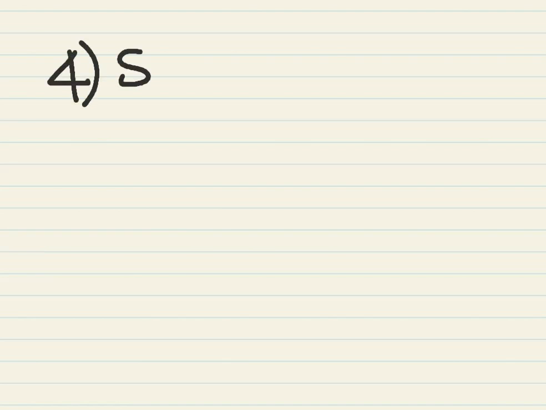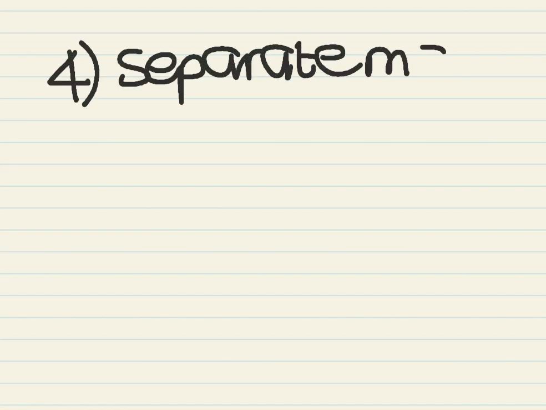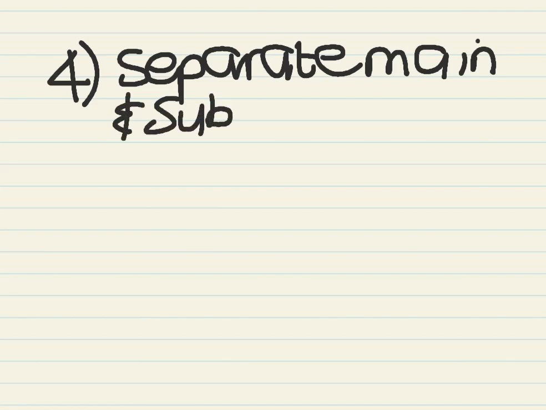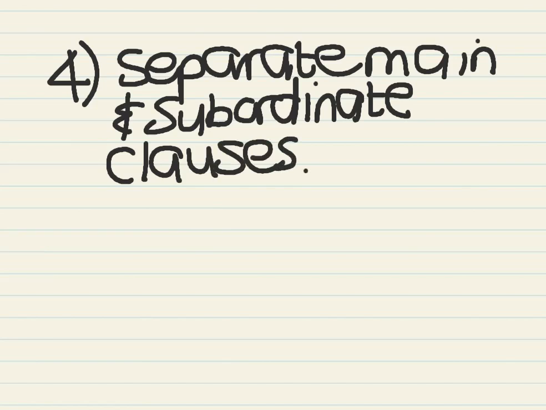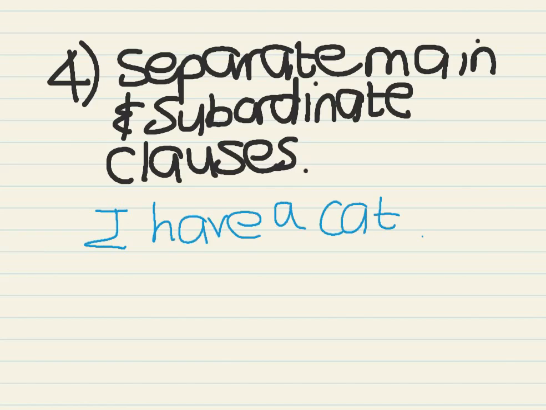Last is to separate main and subordinate clauses. So, a main clause is one complete idea. For example, I have a cat. It's one idea, it's a simple sentence, it's a main clause.